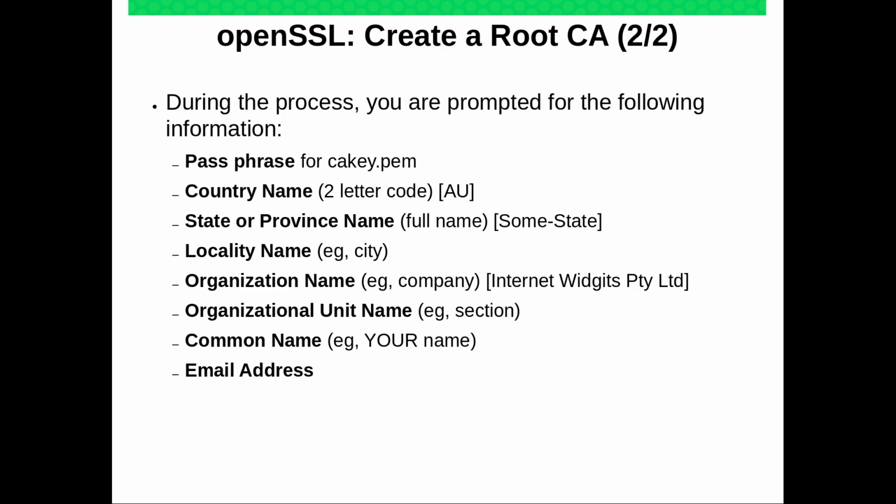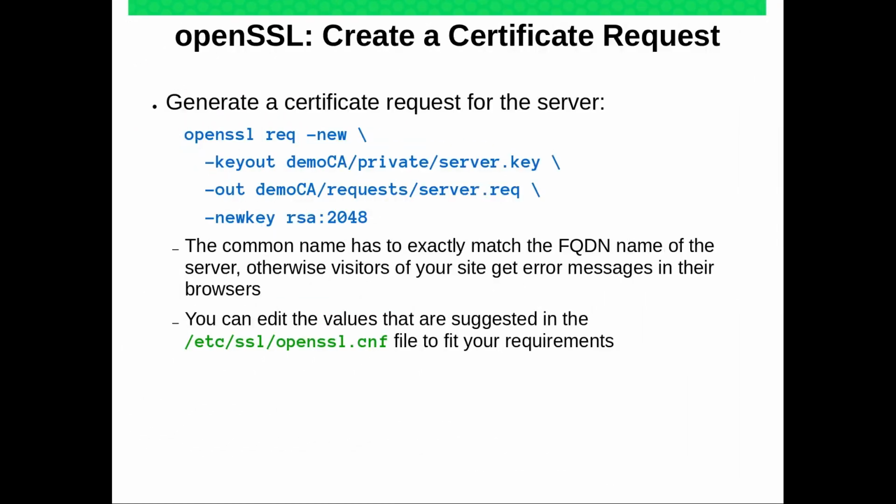We're creating that top level so that we can create server keys and so forth from the root CA. So when we've created a certificate authority and we want to create a server-specific key, we create what's called a request. So openssl req -new, and then we specify where the key is going to be, where the request is going to be, and then the strength of the key as well, RSA 2048. Now, the common name, in order for this to work properly, needs to match the fully qualified domain name of the server.